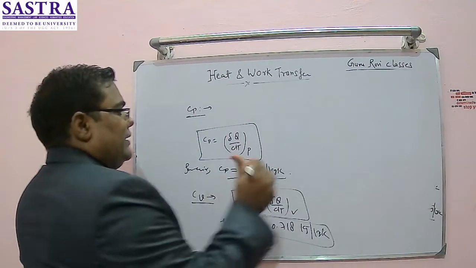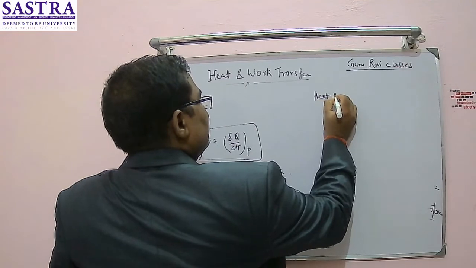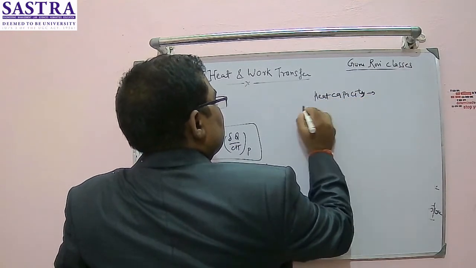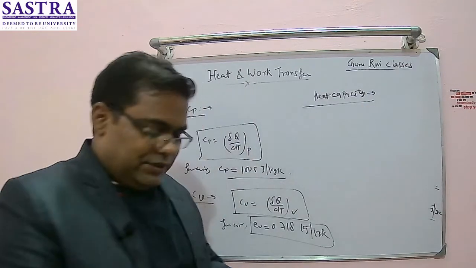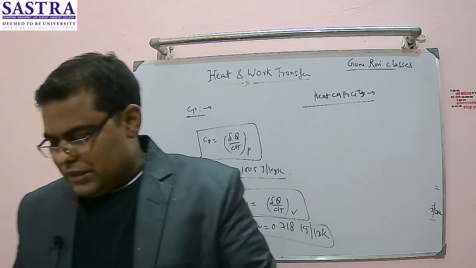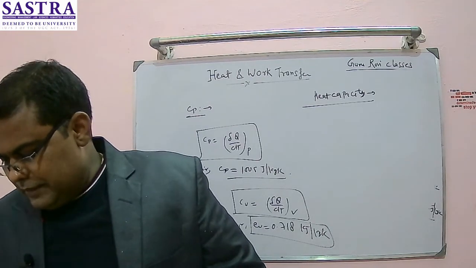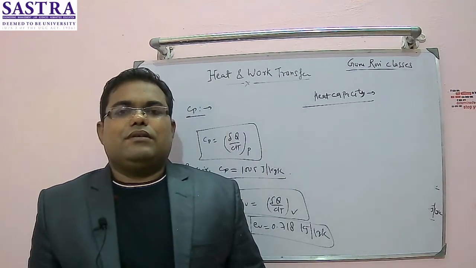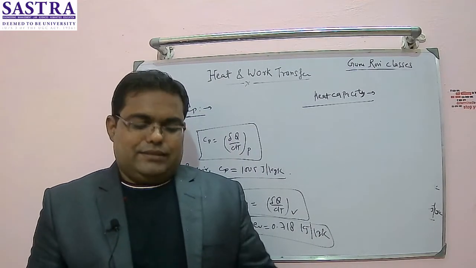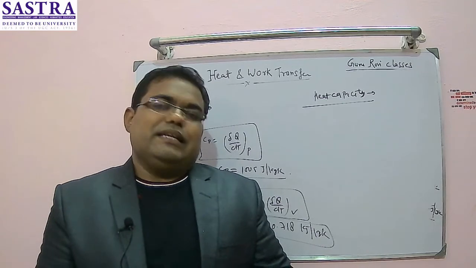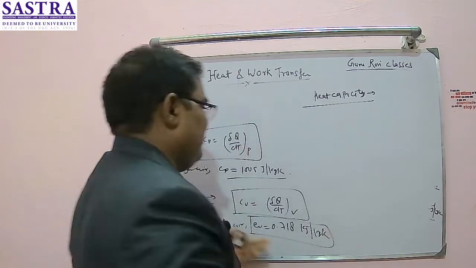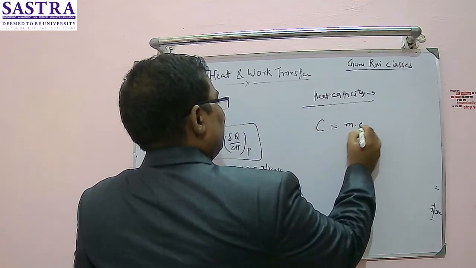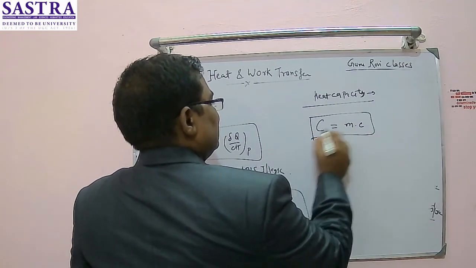heat capacity. Heat capacity, right? How will we define that? So basically, heat capacity is nothing but it is a product of mass into specific heat. Product of mass and specific heat is known as heat capacity. So it's very simple. So heat capacity, capital C, will give mass into small c. So based on this it is called heat capacity.